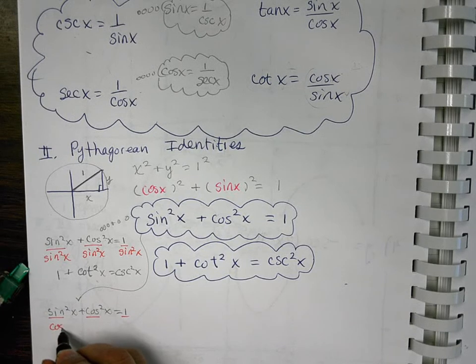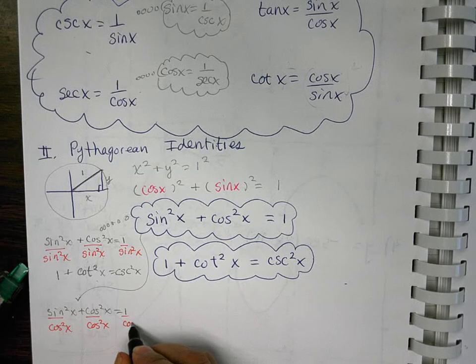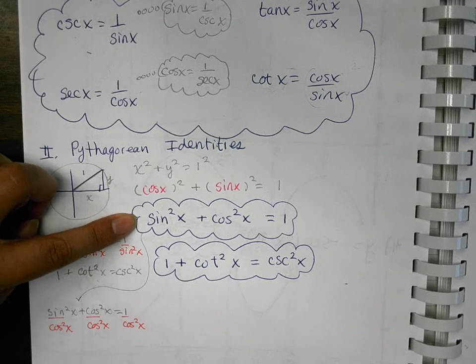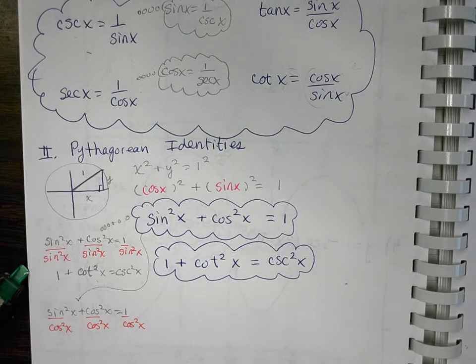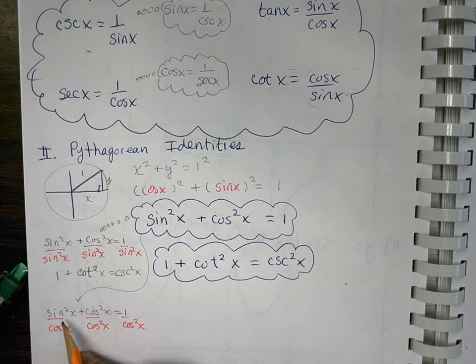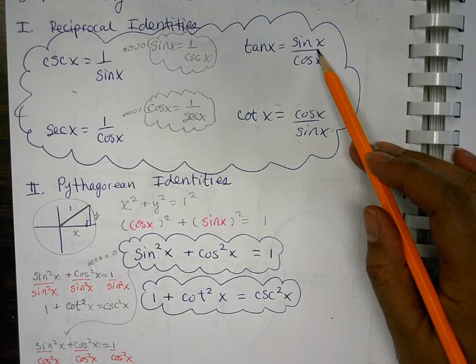Cosine squared x, and cosine squared x. And again, as long as I do it to everything on both sides, it's still the original identity. It just looks different. All right, what does this simplify to? Sine over cosine, where's that? Sine over cosine is what?